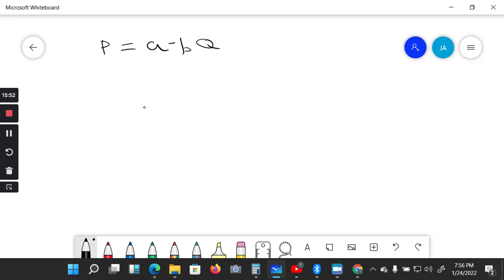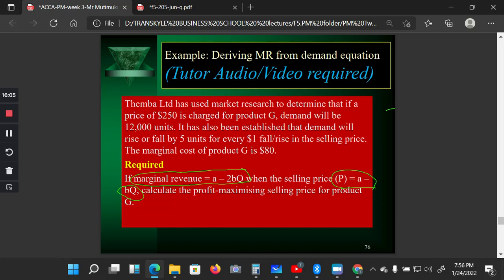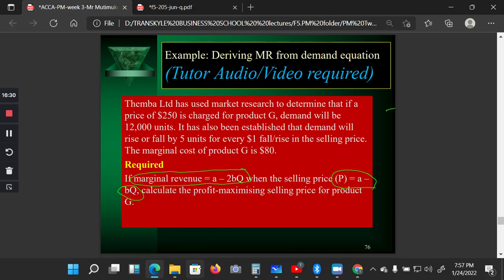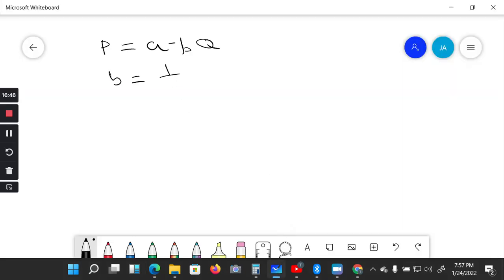Now, what is B from the question? If you go back to the question, we have to be led by the question itself. B is change in price over change in quantity. The change in price is $1, and the change in quantity is 5. 1 over 5 is equal to 0.2.